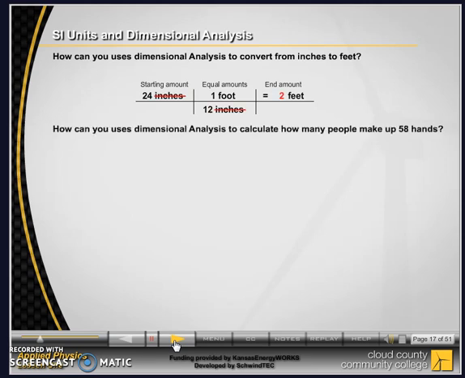How can you use dimensional analysis to calculate how many people make up 58 hands? Again, start with 58 hands. You know that on every hand there are 5 fingers. Putting fingers on top of the expression and hand on the bottom, you can cancel the term hand. Every single person has 10 fingers, so placing one person above 10 fingers, you can now cross out the number of fingers. Finally, multiply everything on top and divide by everything on the bottom, you come up with 29 people.